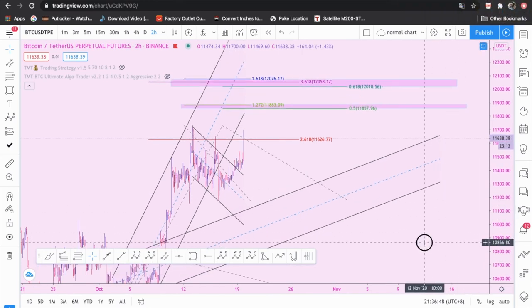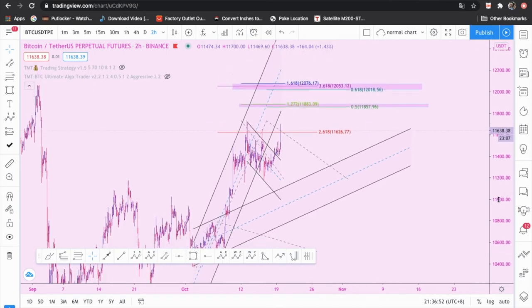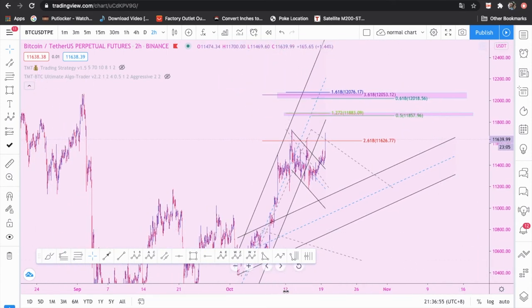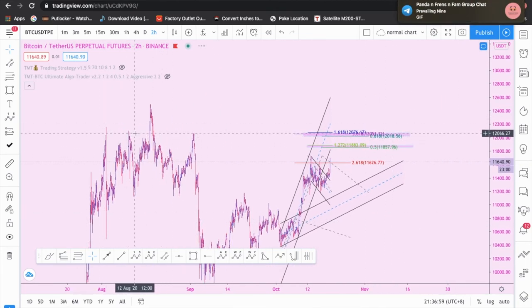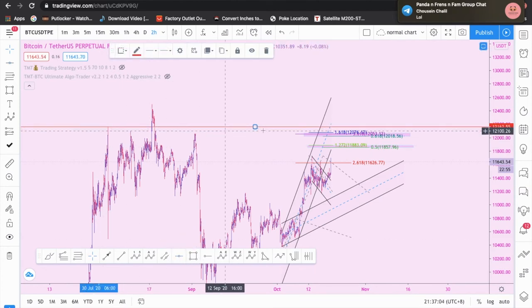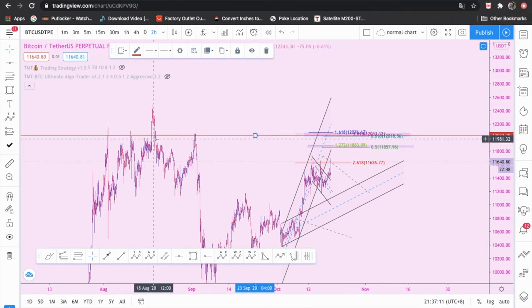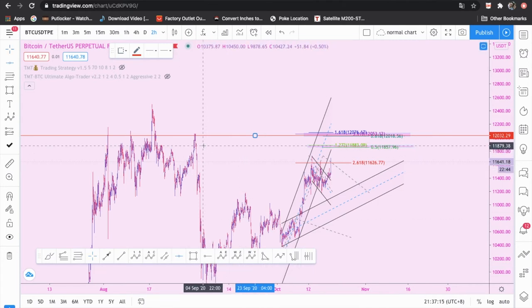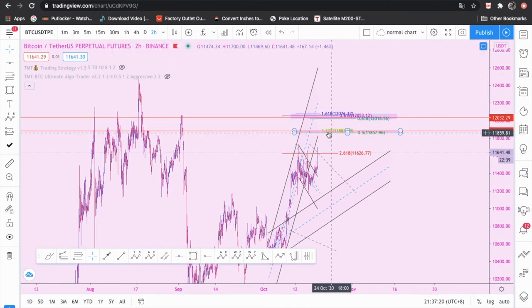Now, this doesn't have to go there, but as you can see, there's confluence on these two targets. Go to the macro here and take a look. There's a lot of resistance right at this price, and there is resistance over here as well. So I want to take profit right here as well.